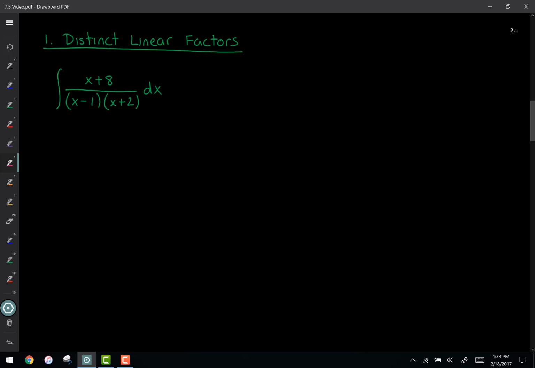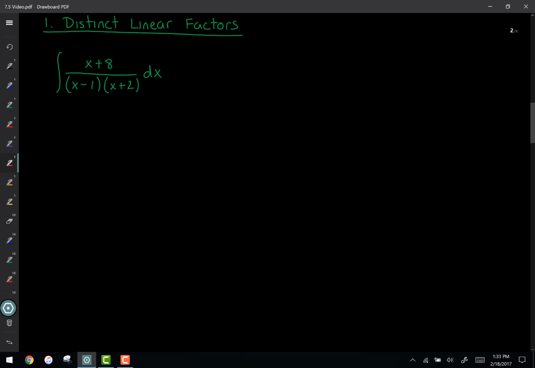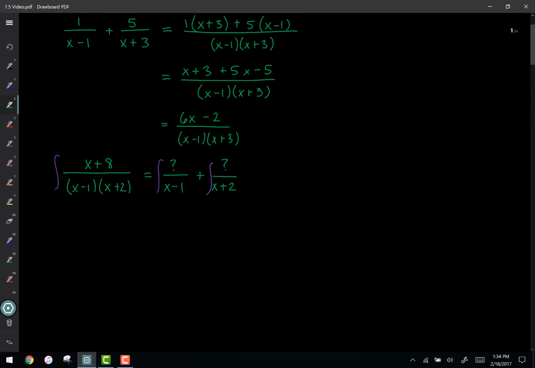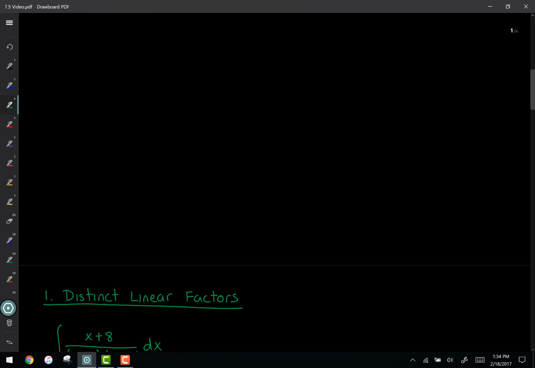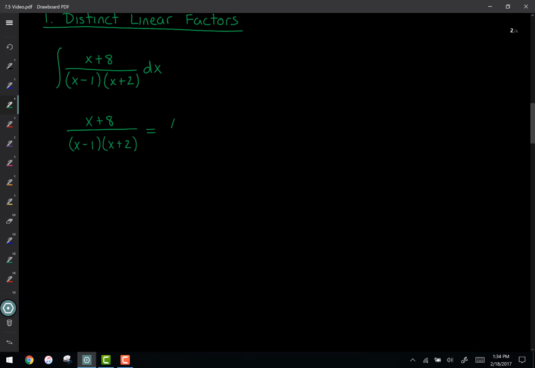Okay. So the first step is to take your integrand, the function inside of the integral, and let's write it down here. So x plus 8 over x minus 1 times x plus 2. Going back to what we were talking about up here, we're trying to rewrite this, and we want to figure out what these numbers are. So instead of using question marks, we're just going to use some letters. I'm going to say A over x minus 1 plus B over x plus 2.